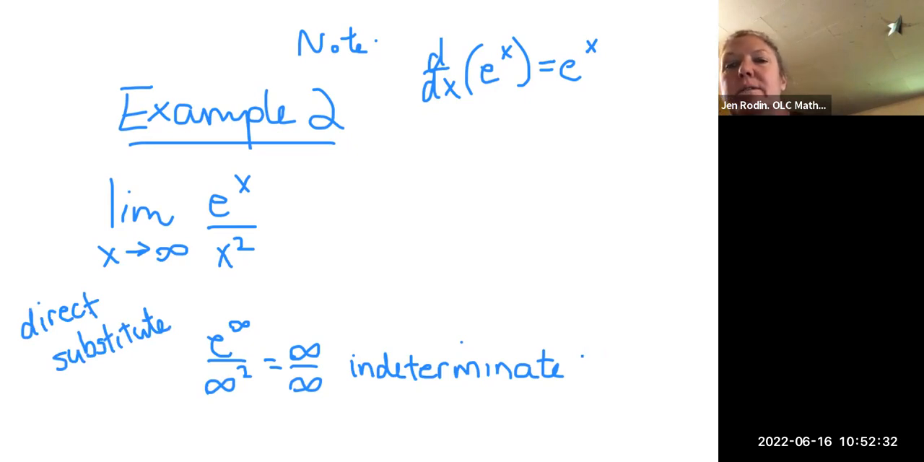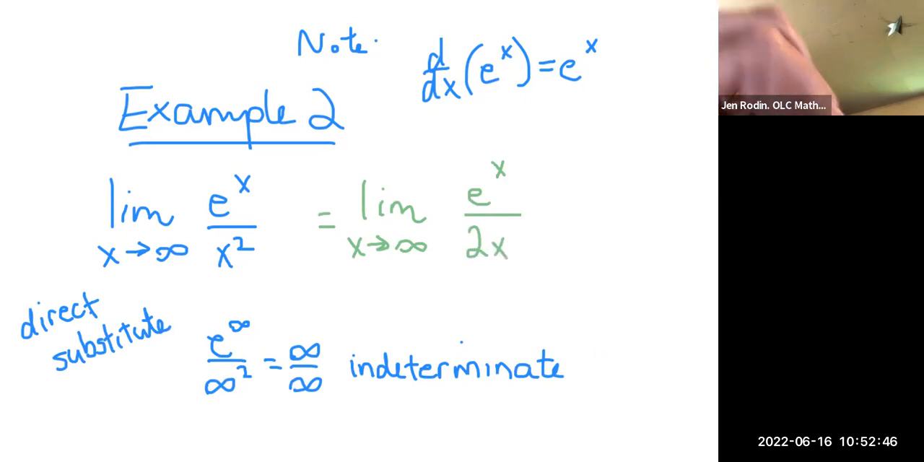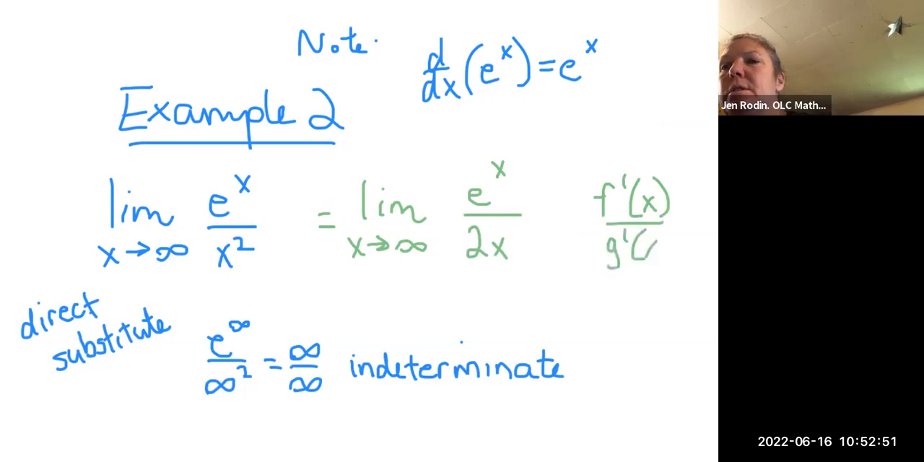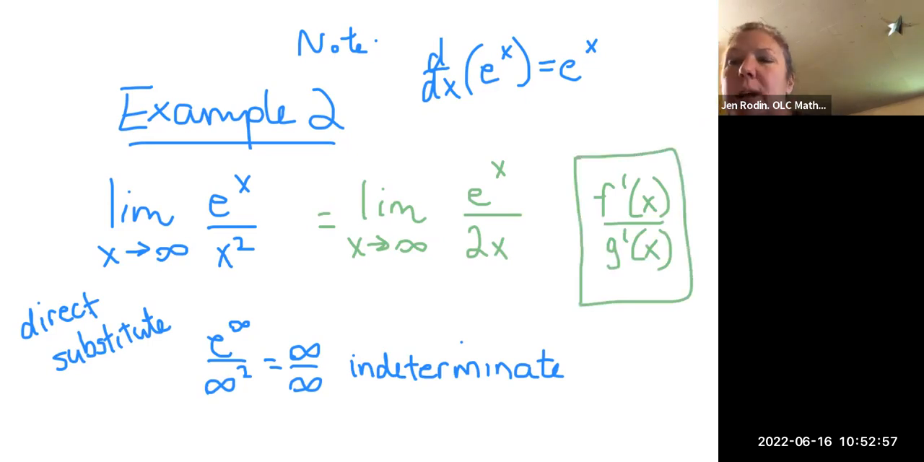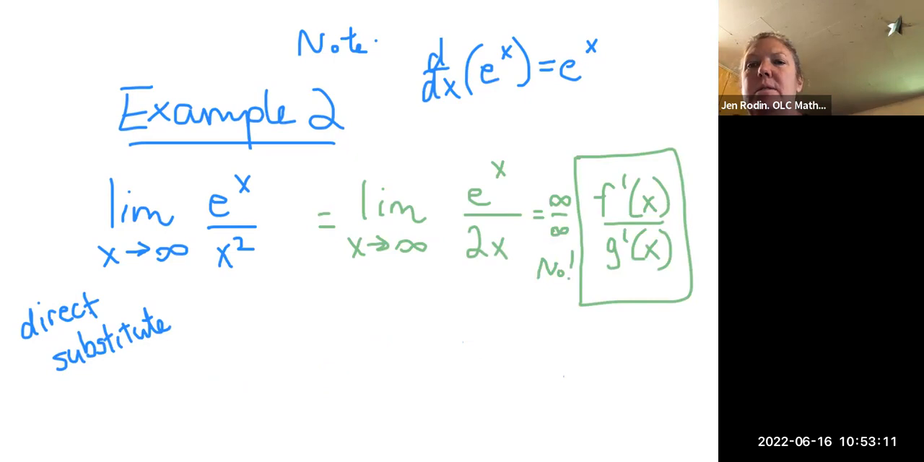Anyway, so now we're going to find the derivative of the top over the derivative of the bottom and see if that'll work. So the derivative of the top is itself. The derivative of the bottom is 2x. So that's the first derivative of each. But if I plug in infinity there, I'll still have infinity over infinity. So no, it's still not going to work. So in this one, we go one more step. Find the second derivative.